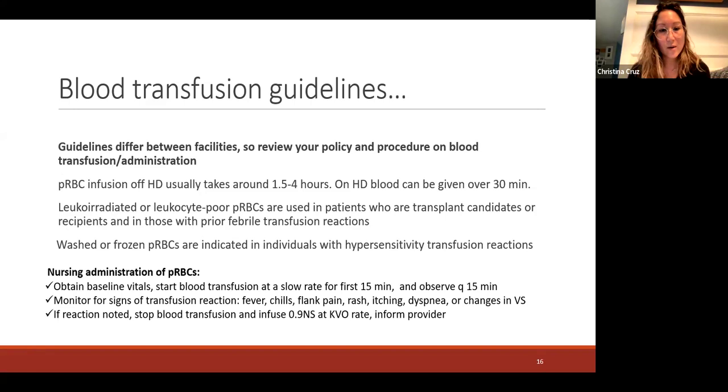For nursing administration of packed red cells, you want to obtain baseline vitals, start the blood transfusion at a slow rate for the first 15 minutes, and observe every 15 minutes. You want to monitor the vital signs and monitor for signs of transfusion reaction: fever, chills, flank pain, rash, itching, dyspnea, or changes in vital signs. If you do note a reaction, you want to stop the blood transfusion, infuse normal saline at KVO rate, and inform the provider.